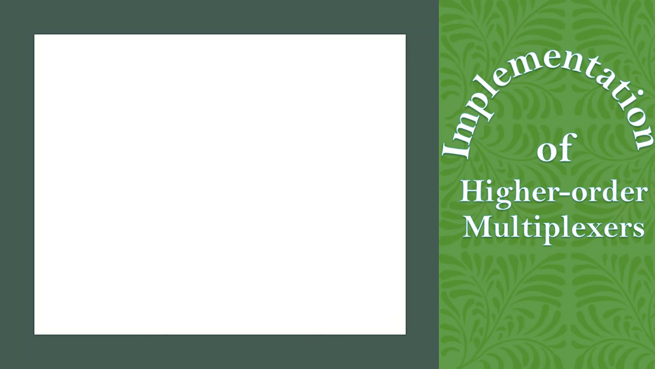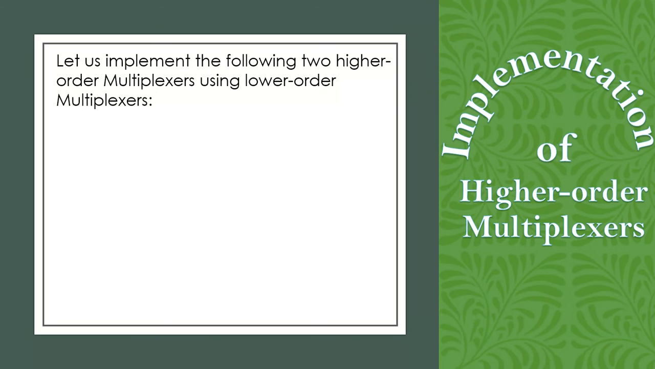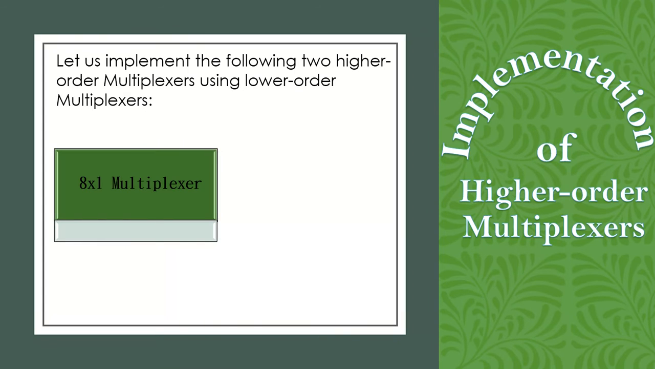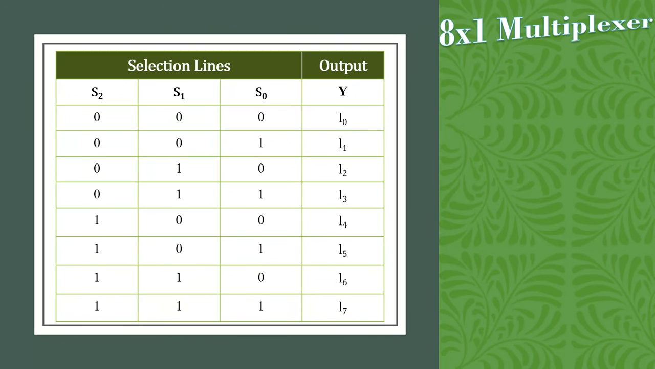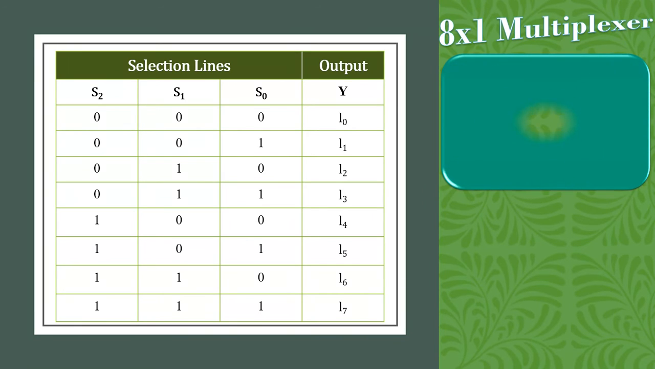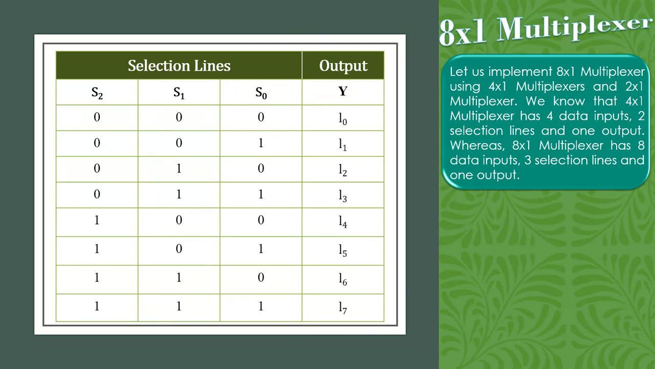So how do you implement higher order multiplexers? Let us implement the following two higher order multiplexers using lower order multiplexers: the 8 into 1 multiplexer and the 16 into 1 multiplexer. Over here, for the 8 into 1 multiplexer, 8 inputs are there always. Whenever you are implementing an 8 into 1 multiplexer, you use lower order multiplexers, 4 into 1 and 2 into 1.